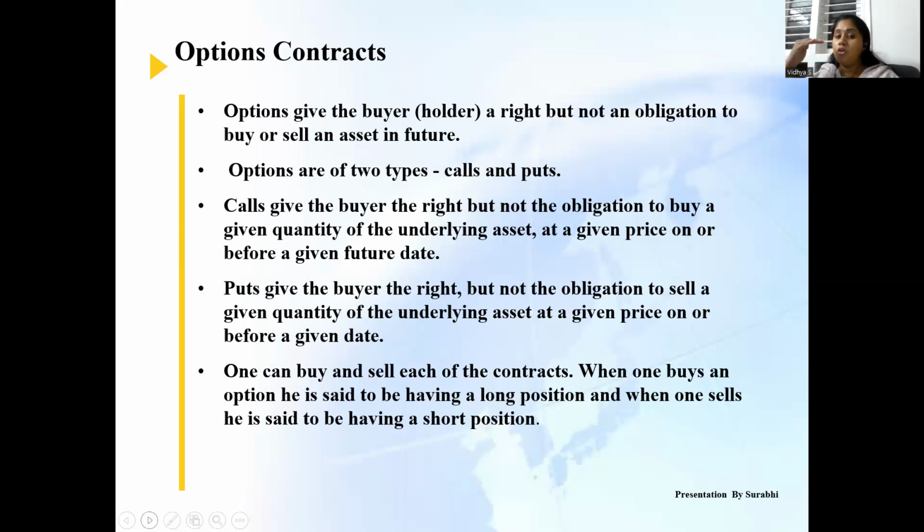A call option gives the buyer the right. A put option gives the seller the right. That's all. One can buy and sell each of these contracts. When one buys an option, he is said to have a long position. When one sells the option, he is said to have a short position, which we learned in the previous video.